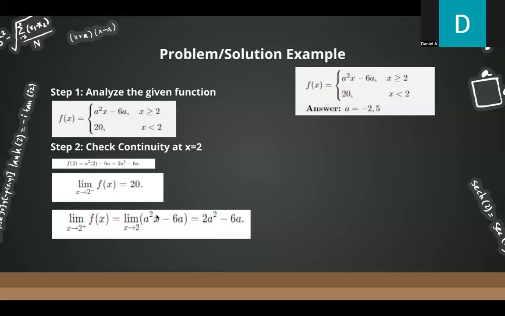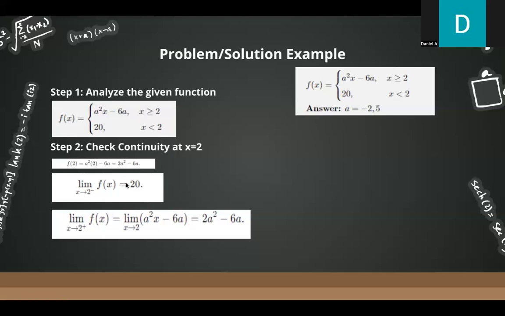So let's check if f(2) is defined. Since x equals 2, which is greater than or equal to 2, we use the first part of the function, which is f(2) equals a to the power 2, times 2, minus 6a, which equals 2a to the power 2 minus 6a. Now we need to find the limit as x approaches 2 from the left, so x is less than 2. For x less than 2, f(x) equals 20. Therefore, the limit as x approaches 2 from the left of f(x) equals 20.